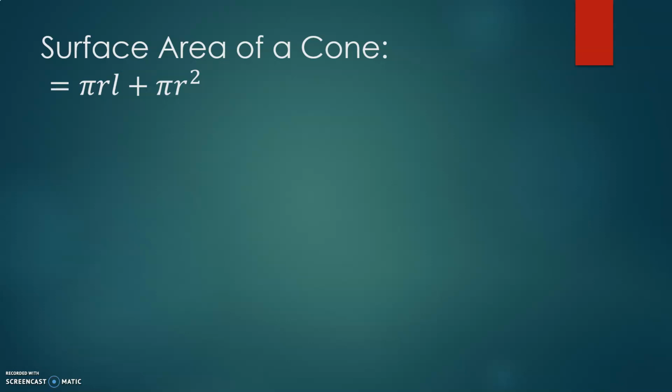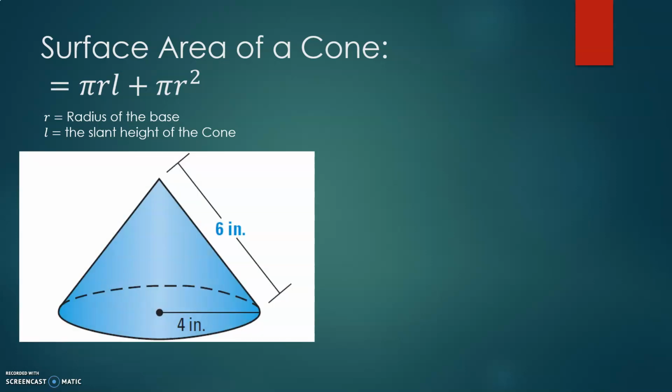So when we have a surface area of a cone, it's pi r l plus pi r squared. Now, just as before, r is going to be talking about the radius of the base. Okay, so that circle at the base. Now, L is the slant height of a cone. So if you look at this cone here, the slant height is from the point down to the edge of the circle.